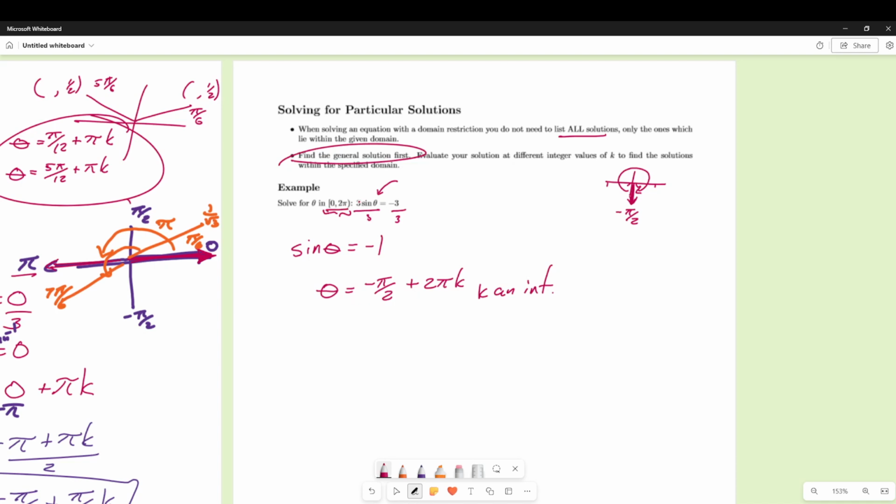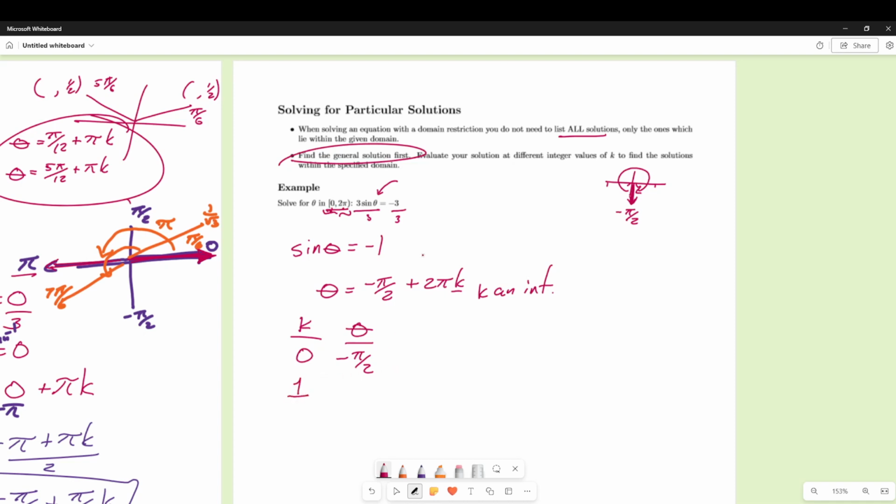Now, what do I mean by that? So pick values for k. If k equals 0, we get -pi over 2 plus 2 pi times 0. So that would just be -pi over 2. Now, is -pi over 2 in this interval from 0 to 2 pi? No. So that's not a solution.